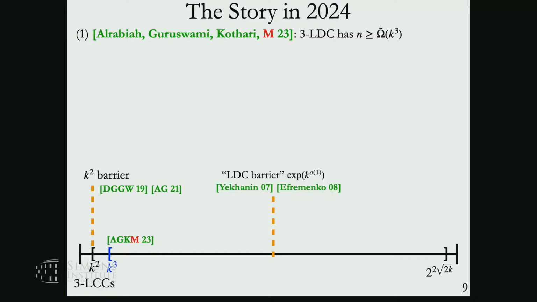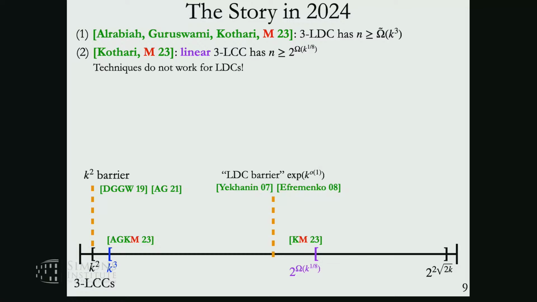And then late last year, Pravesh and I showed that for at least linear 3-query locally correctable codes, we prove a lower bound of n is at least 2 to the k to the 1/8, which lies here. So this is above the LDC barrier. And I want to point out a few things about this. The first is that our strategy does not work for locally decodable codes. And this is inherent because if we're proving a lower bound above this barrier, we have to do something different.